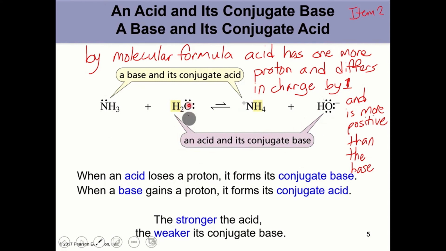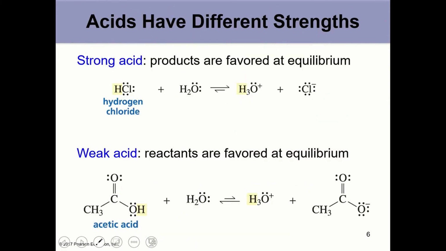Water is the acid. It has one more proton than hydroxide ion. And when the acid is of neutral charge, it should have one more charge than the hydroxide ion, and so hydroxide has a negative charge.